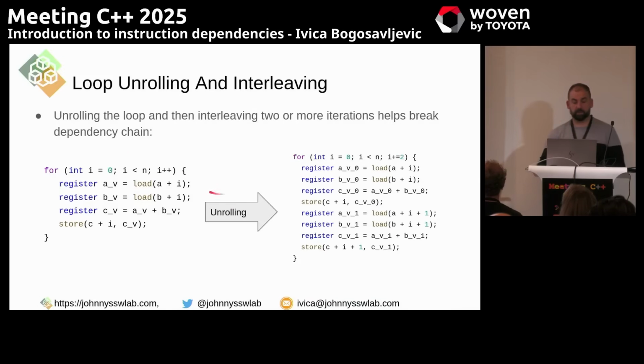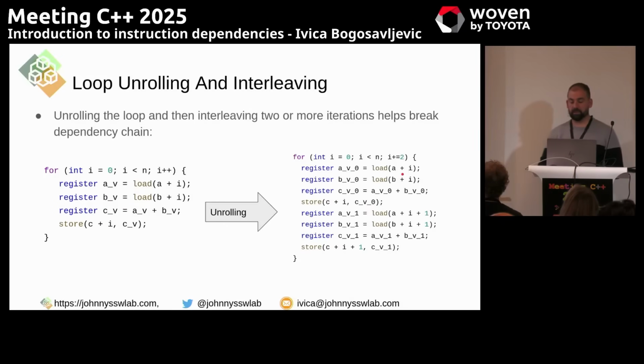So here is an example. On the left, I'm loading A, B, and C, and calculating C[i] equals A[i] plus B[i]. If you remember, that was the first example. I have two loads, A[i] and B[i], then I have C[i], and i++, and then I'm doing this addition, and finally I'm storing the result to this memory address. One of the ways to fix this is to unroll the loop, and then to interleave more iterations to help break dependency chains. I have dependency chains from the addition to the loads, and from the store to the addition.